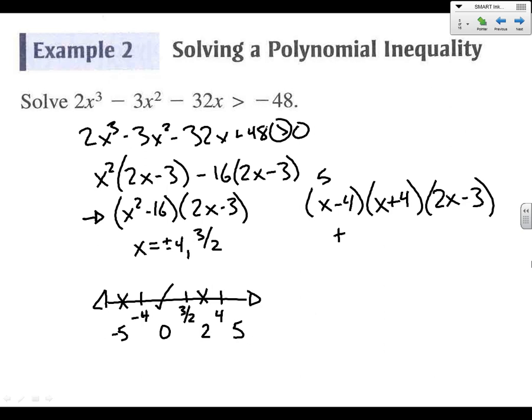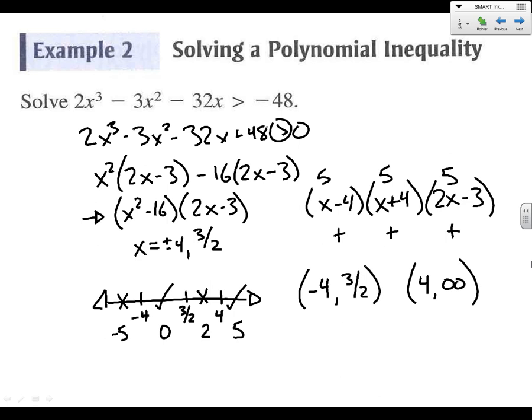5 minus 4 is positive. 5 plus 4 is positive. And 5 times 2 minus 3 is positive. And we like that. So we have 2 regions here. We're going to have negative 4 to 3 halves, and we're also going to have 4 to infinity. X is greater than 4. Not equal to, because in the original problem didn't have the equal sign there. Okay? All right, try one on your own.